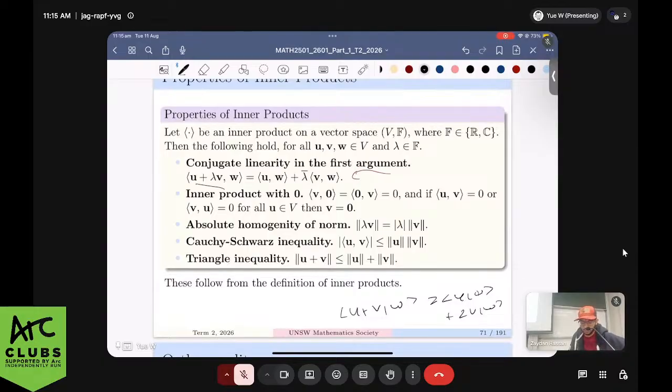Then these other properties: the inner product of 0 with v is 0. And if you have ⟨u, v⟩ = 0 for all u, so u here is varying and v is fixed, this actually means that v is 0. Literally the way you prove it is, since u can be anything, we take it to be equal to v. And this is ‖v‖ squared. But this implies that v is 0 by positive definiteness.